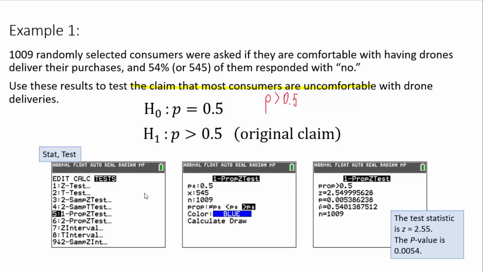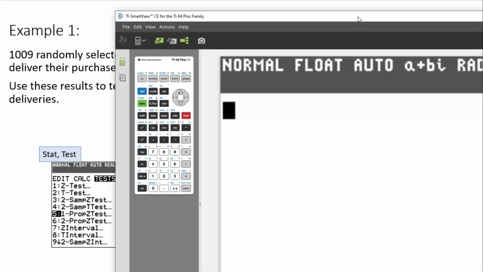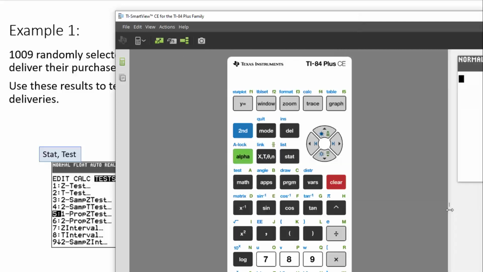Now we've got 3 different calculator screens that are put here just to remind you how to get to these. And I'll bring up a calculator and do this, but I want you to have this picture in front of you. So I'm going to bring up a calculator and we'll click Stat Test. And then under the test, we're going to go down to option number 5, which says 1-PropZTest. Now the one prop is because we have one proportion. The z is because we are using the normal approximation to the binomial, and we checked that we can do that.